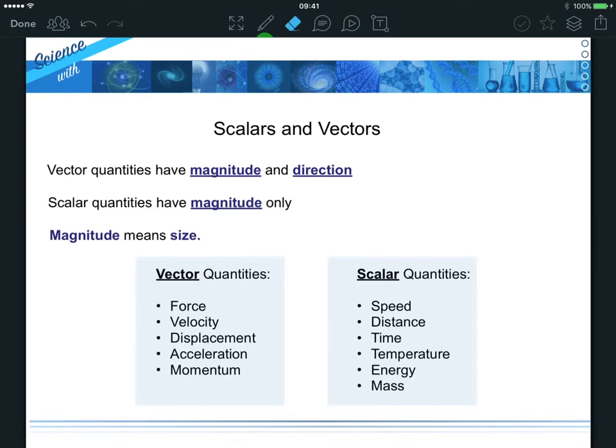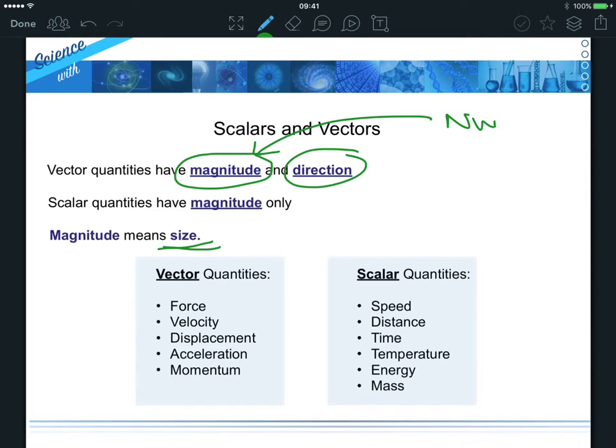Scalars and vectors. Vector quantities have got both magnitude and direction. Magnitude just means size. That means vector quantities have got size and direction, and the size, the magnitude, is usually expressed as a number. So a good example of a vector quantity is force.